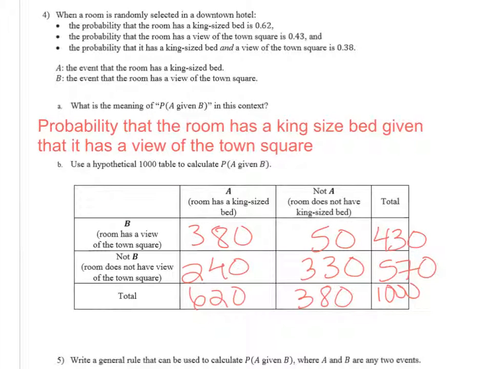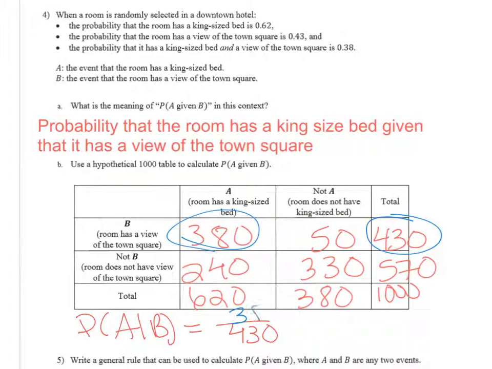And now we can use that to calculate B given A. So the probability of A given B. So the denominator is going to be 430. That comes from your row of B. And then the numerator is 380. And if you found a percent, that's 88.4%.